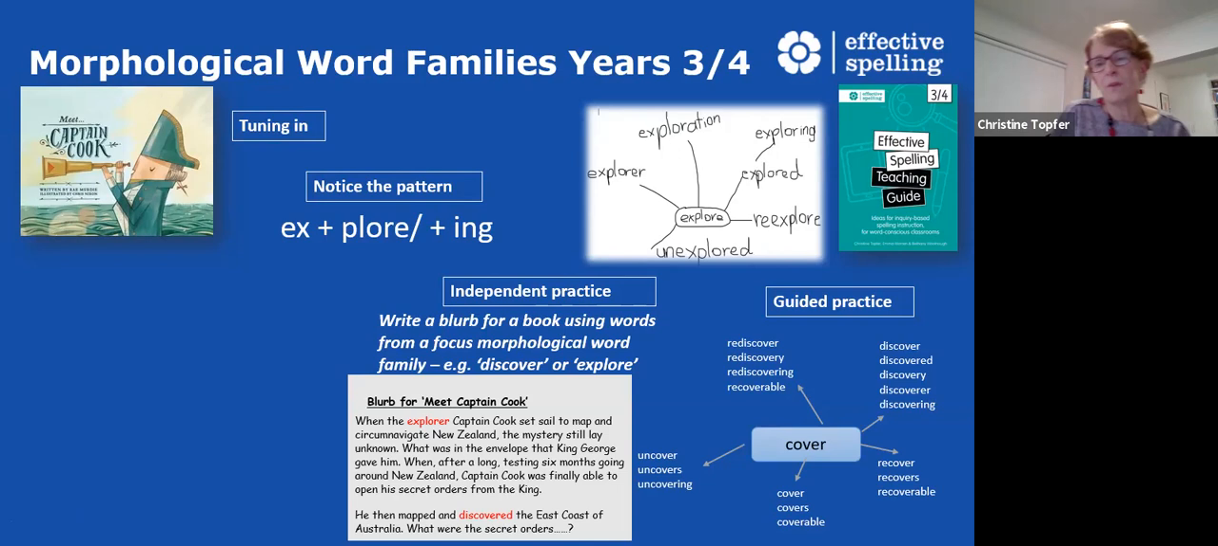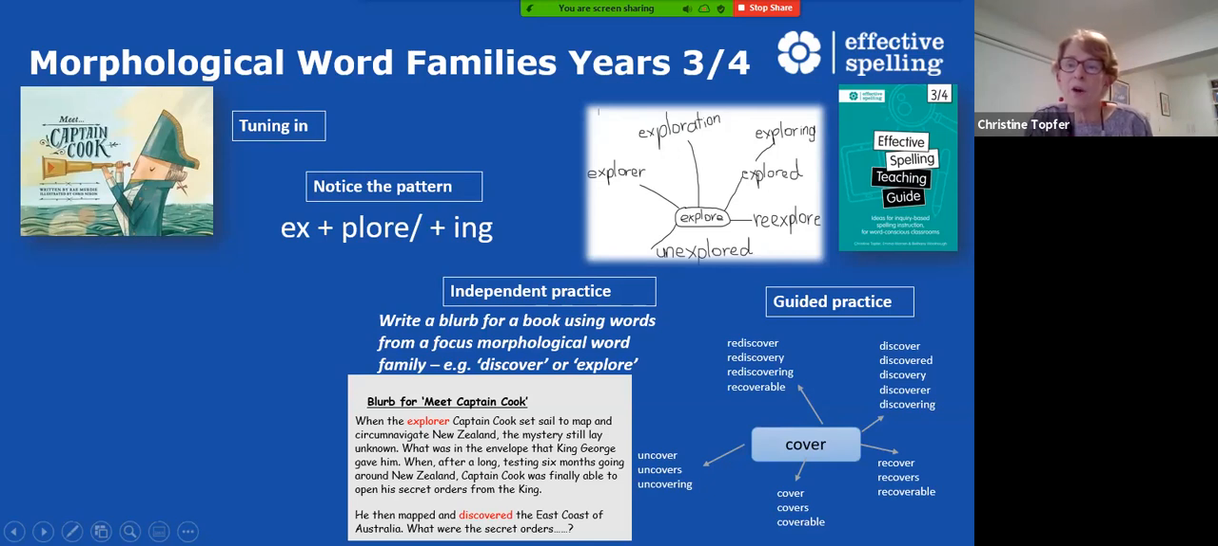Now, this is a reason when we look at morphological word families, it's really important for you to realise why we don't ask kids to just look for little words in big words. We have to help them to notice the meaningful parts of words. Sometimes there might be a smaller word inside the big word, but it's not just like trying to find over in the word cover. That is not helpful for spelling.